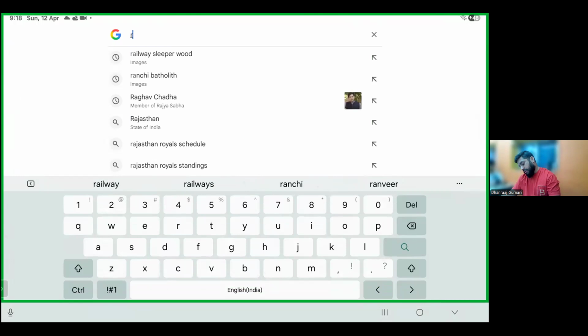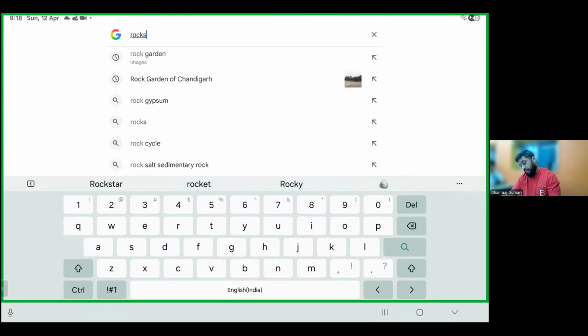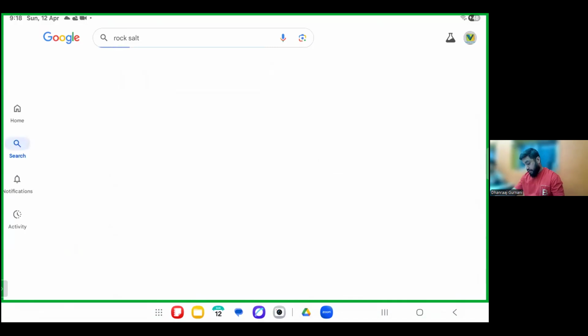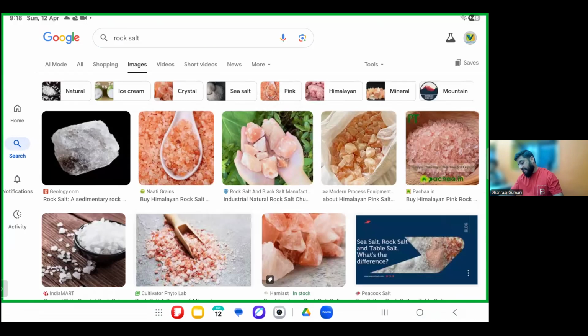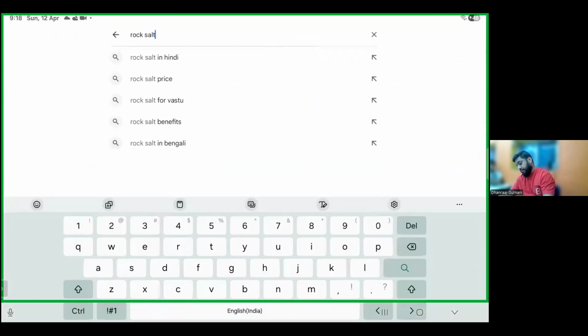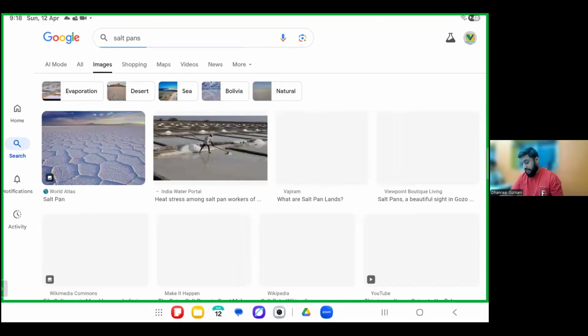This is your rock salt photo. Here, please have a look. This is rock salt pans. This is salt pans.